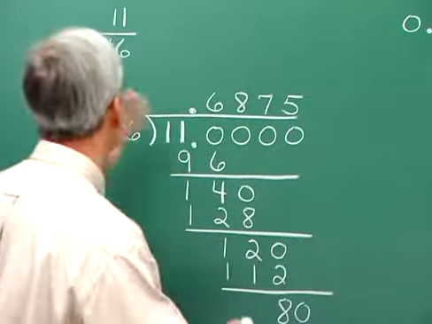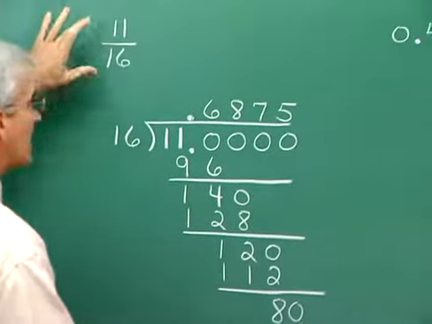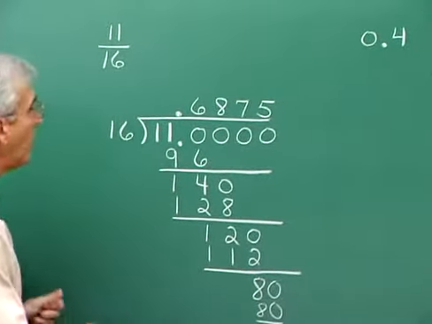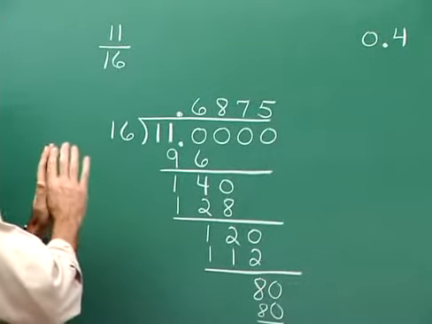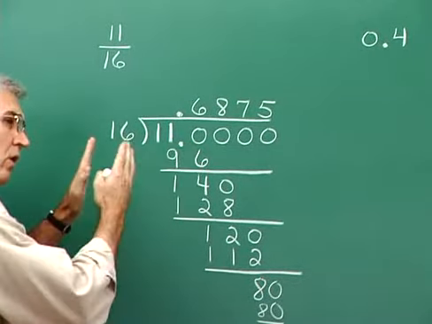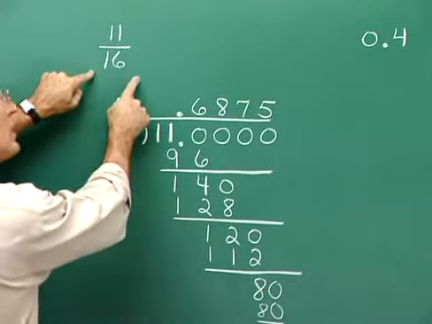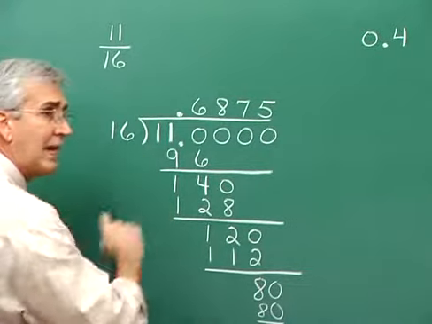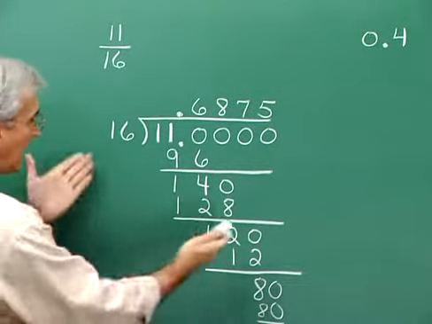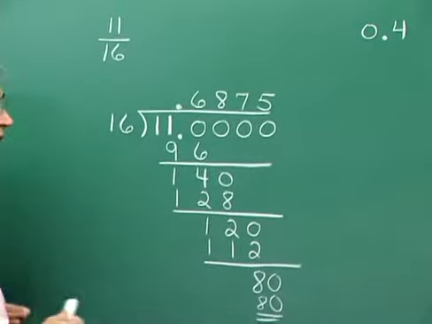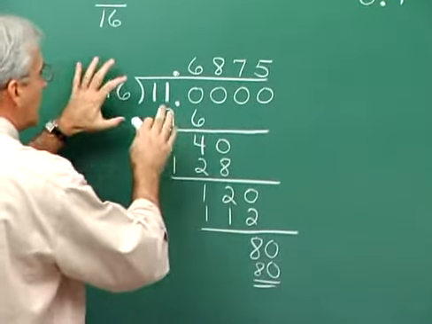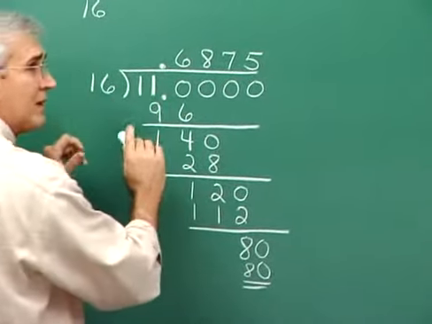Let's say that here we want to convert 11/16 into a decimal form, and let's just say we want this to the nearest hundredth. Well, we know that if we want to round to the nearest hundredth, we need to carry the division out to the thousandths place. And we can see that the division is already here, and the decimal went straight up into the answer.